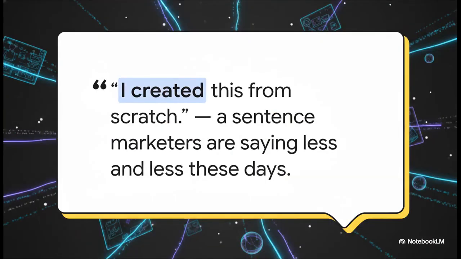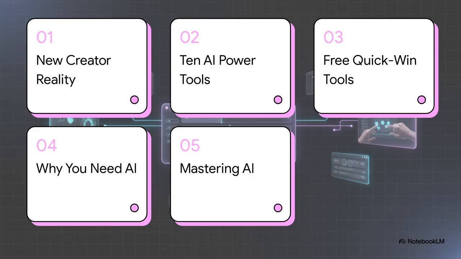And honestly, this quote right here perfectly captures our new reality. "I created this from scratch" is a sentence marketers are saying less and less. We are finally moving away from the tyranny of the blank page, stepping into an era where AI is our ultimate creative assistant. The days of agonizing over a blinking cursor, they're fading fast. Instead, we're starting with outlines, concepts, and generated ideas, which lets us completely leapfrog the hardest part of the creative process. Just getting started.